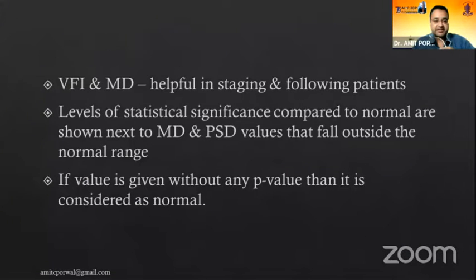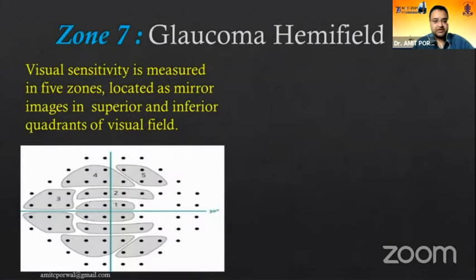Now, VFI and MD, that is the visual field index and the mean deviation, will help us in staging and following the patients. The levels of statistical significance compared to normal are shown next to the mean deviation, the PSD values that fall outside the normal range. So if the value is given without any p value, then it is considered as normal.